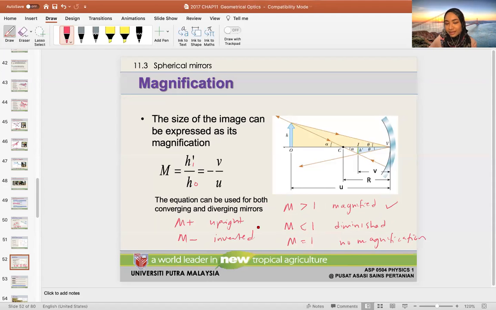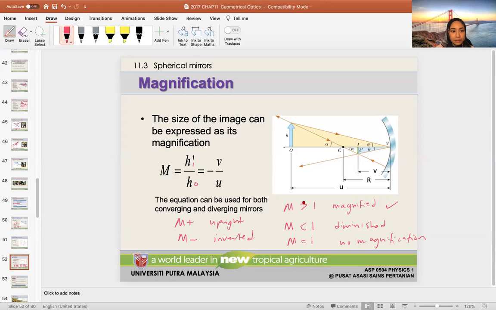I don't know why. That's just how the equation is. I don't have a specific explanation for why. Positive, upright, negative, inverted. Thank you for reminding me. I forgot to talk about this. Okay, thank you.